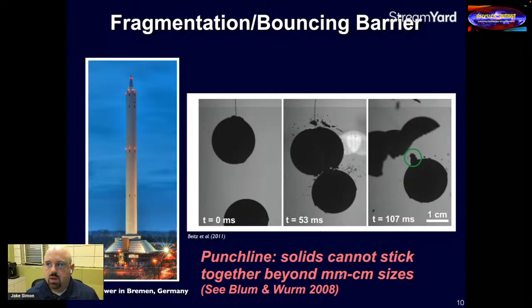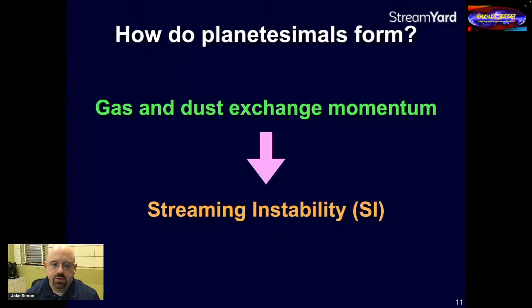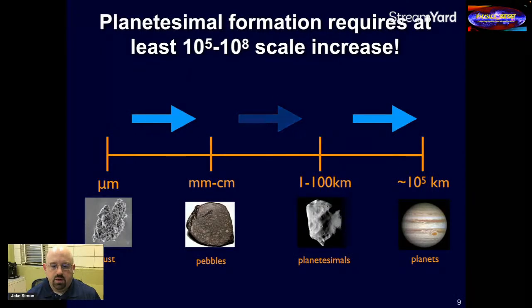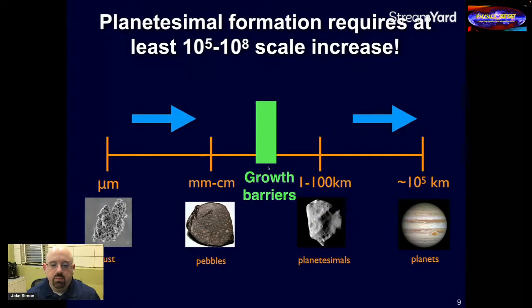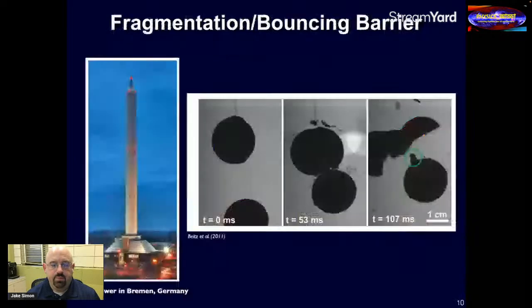You might have some routes where in some cases there's a statistical fluke, and you might have some sticking, or icy grains can stick a little bit better, and people are investigating that, but it's very difficult to do. And so these growth barriers are present largely because of that.